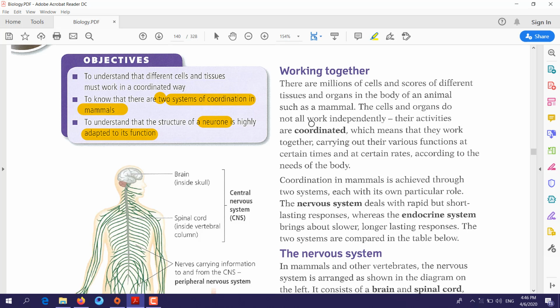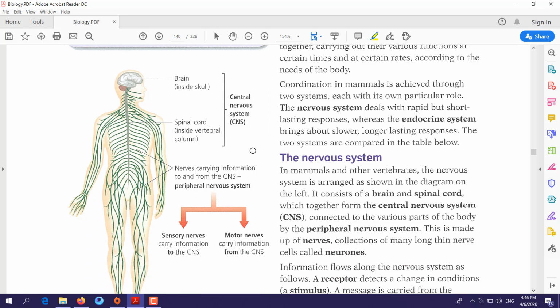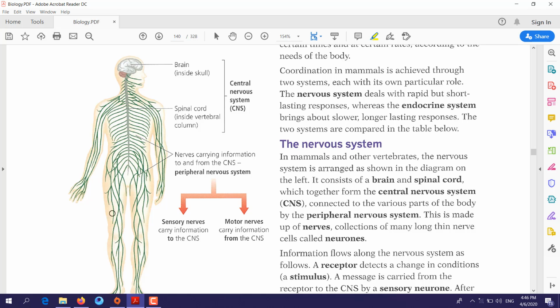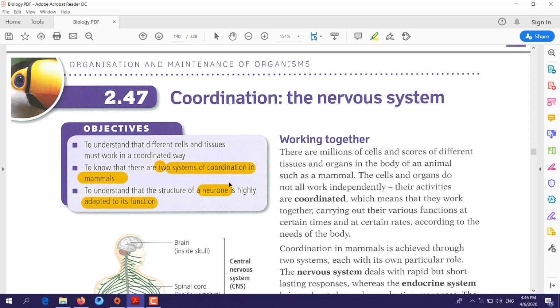Now, firstly, take a look at this human body. As you can see, here it's showing one of the body systems. Here we have the brain, spinal cord, and the nerves. Now, our topic today is about the nervous system.